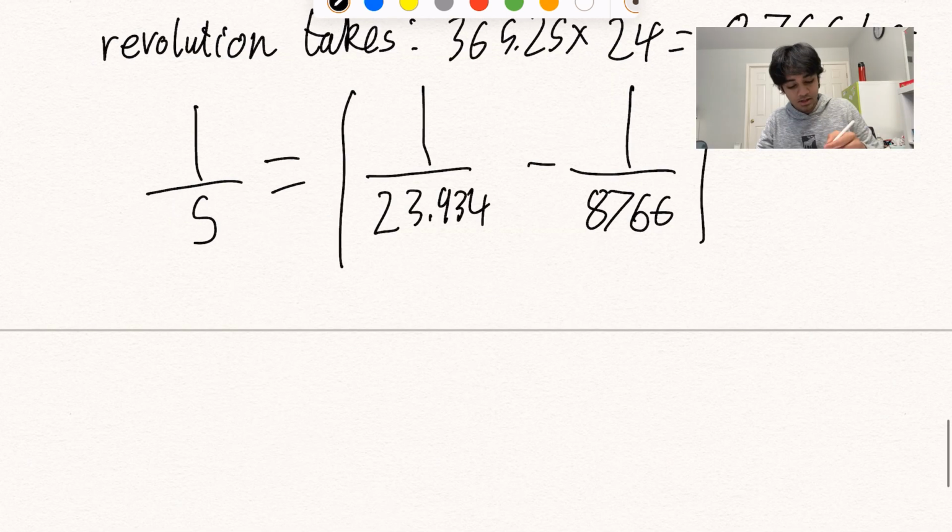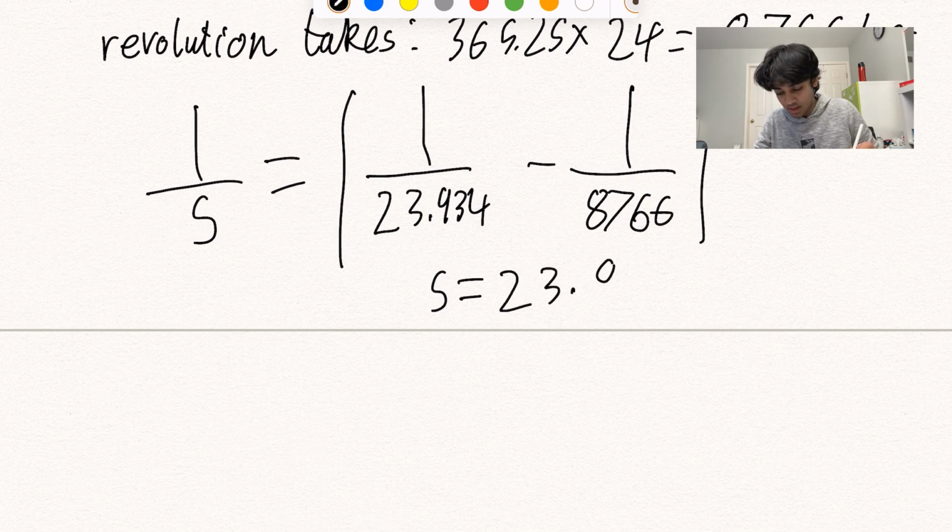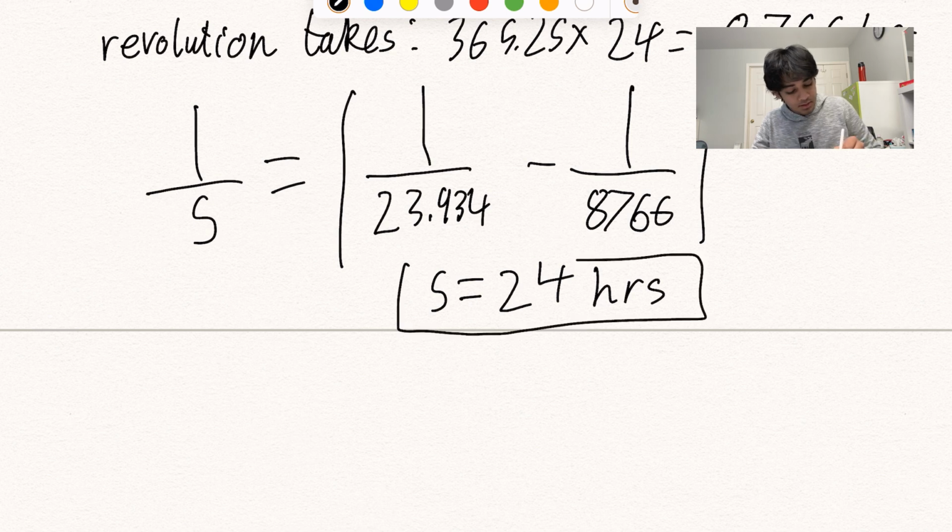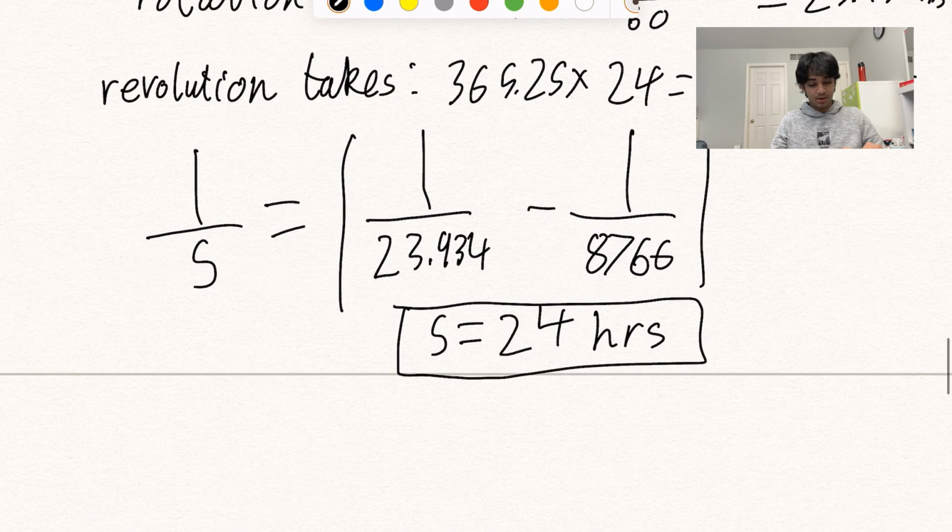So from our calculator, we get that the synodic period is 23.999, which just rounds off to basically 24 hours in a day. So when we take into account the period of Earth rotating around its own axis and the revolution it takes for the Earth to go around the sun completely, we get the 24 hours in a day. So this is another way to define it.